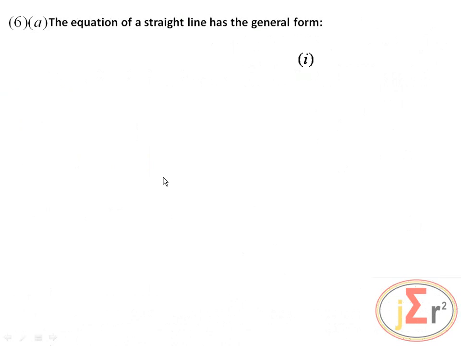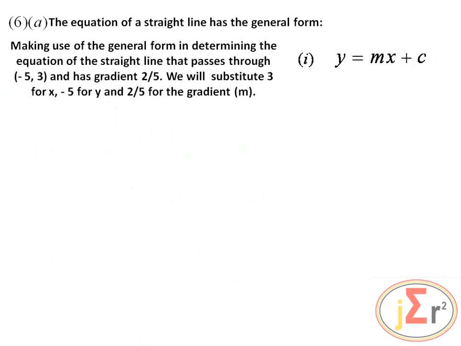Now we are taking a look at the equation of a straight line. The equation of a straight line has the general form y is equal to mx plus c. Making use of the general form in determining the equation of the straight line that passes through (-5, 3) and has gradient 2/5, we will substitute 3 for y, -5 for x, and 2/5 for the gradient. And the gradient is given as m.